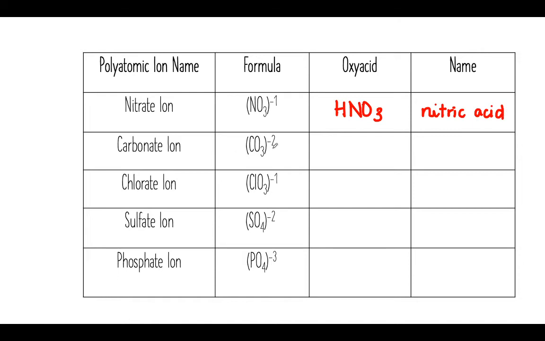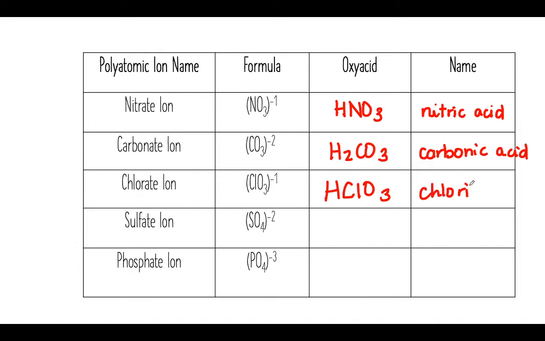There we go. Let's try our carbonate ion. So CO3 2-. So when you do our crisscrossing, we would get H2CO3, right? So carbonate has a charge of -2. Hydrogen has a charge of +1. So when you crisscross those, this is what you'd get. The name is carbonic acid. Chlorate has a charge of -1, so we won't have any other numbers there. So HClO3, this is chloric acid.